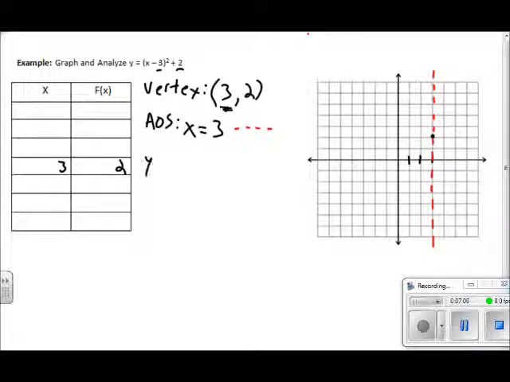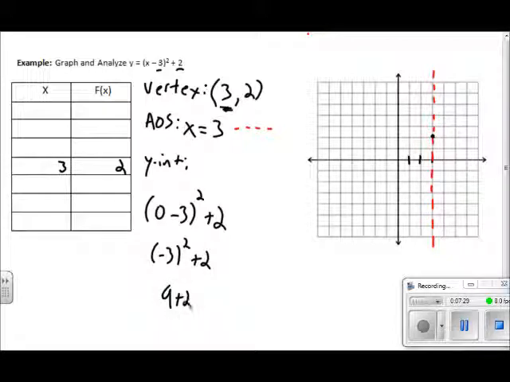We'd also want to know the y-intercept, which, looking just at the vertex form, we would have to plug 0 in for x. So we would say 0 minus 3 squared plus 2. 0 minus 3 is negative 3, squared is 9, plus 2. 9 plus 2 is 11. So our y-intercept is 11.